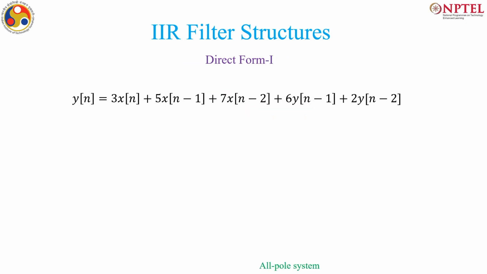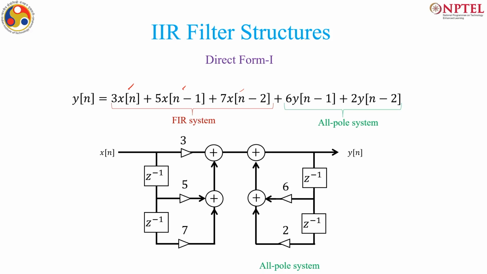So, in direct form 1, we have this filter which is defined by this difference equation. You can see that the output y[n] is some combination of the present input and some past values of input, and this is the FIR system. And this is an all pole system where we have the previous values of output. This is kind of a recursion. So, this is the direct form 1 structure, where I have first the FIR system and then the all pole system.